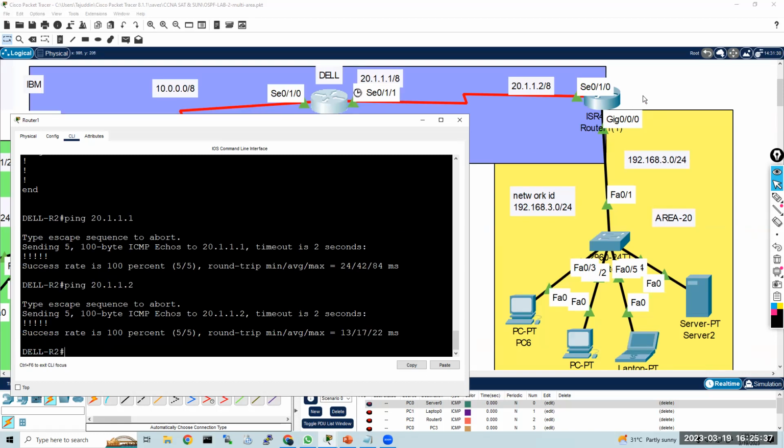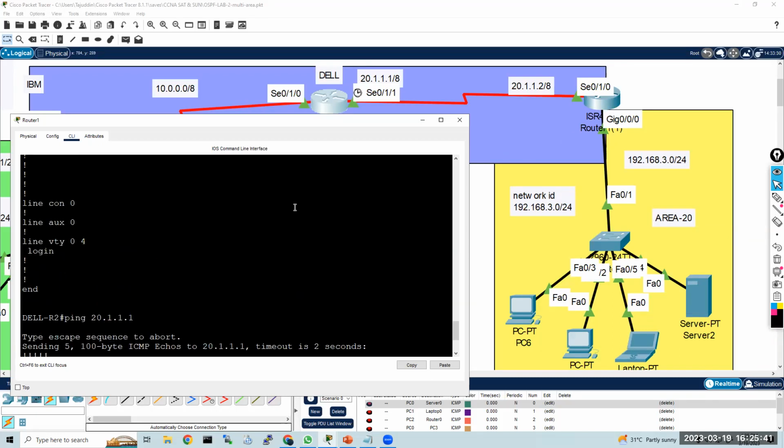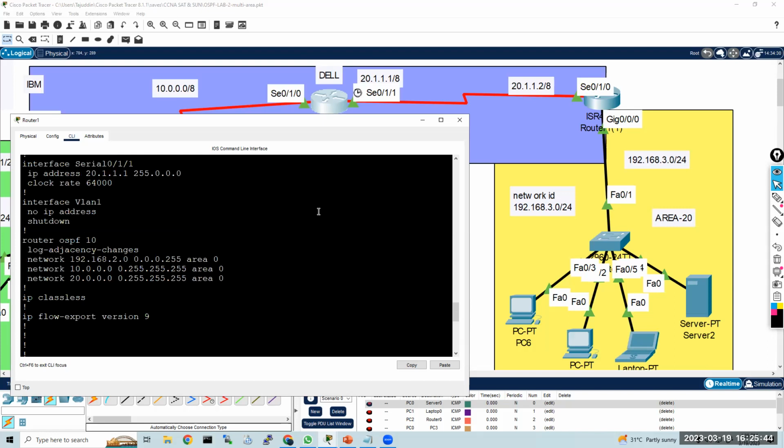Sir, please show run so we can trace. Mine is actually correct. I already finished and it is correct, but here let's find this problem. Area 0. All are 0, correct. So go to another router, router 3.